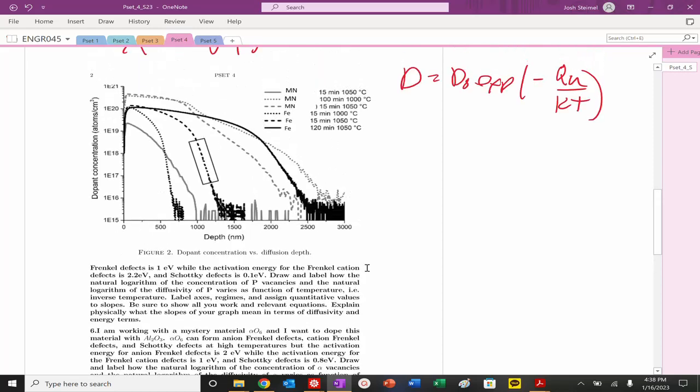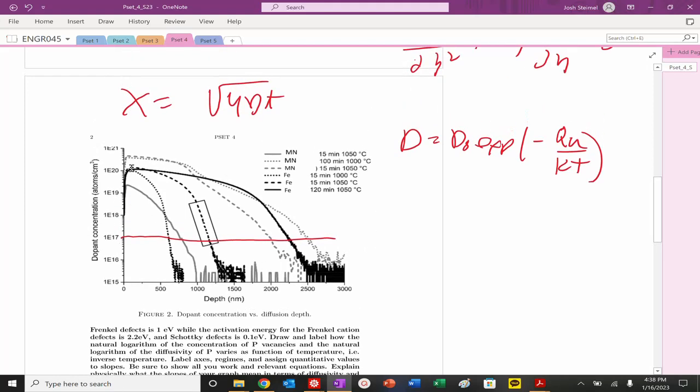So let's calculate activation energies using these graphs here. I'm going to pick a constant dopant concentration. Actually, tell you what, let's mix it up a little bit. I am going to look at this right here. That's going to be my constant concentration, and I'm going to say that this is where we've doped it sufficiently to get our layer. So that's going to be our value.